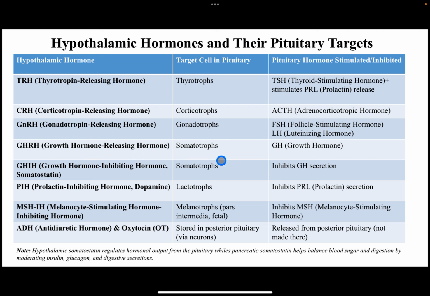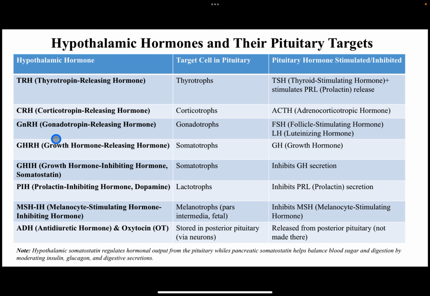Now, the growth hormone releasing hormone is transported through the hypophyseal portal system and goes to the somatotroph cells in the pituitary. Once the somatotroph cells are stimulated, it will cause the pituitary gland to produce growth hormones. Now, the growth hormone inhibiting hormone, or somatostatin. When this hormone is produced by the hypothalamus, it goes to the pituitary gland and targets the same somatotrophs, but this time, because it's a growth hormone inhibiting hormone, when it is stimulated, it will inhibit growth hormone secretion.